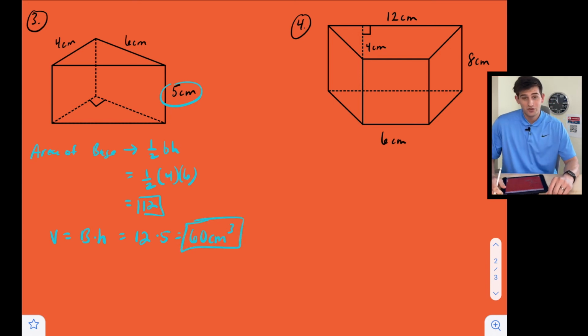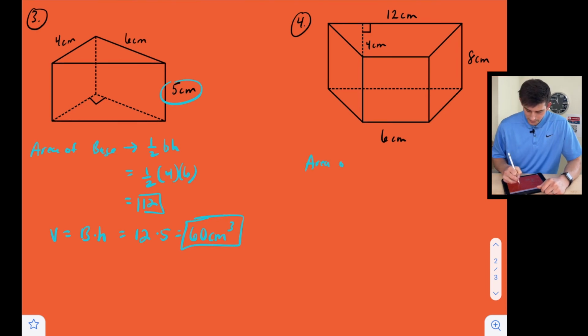And the last one, number 4, another trapezoidal prism. So we're going to find the area of our base, which is our capital B in our volume formula. And once again, we have 1/2 times the height times the sum of our top and bottom of our base. All right, so 1/2 times 4 would be our height right there, and times 12 plus 6. Okay, so 1/2 times 4 is 2, and times 18 would be 36.